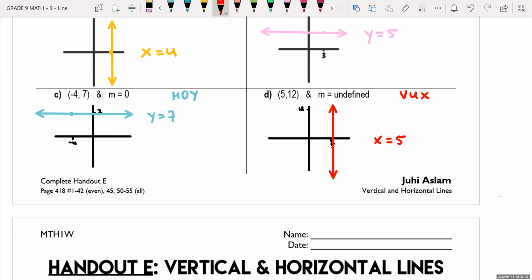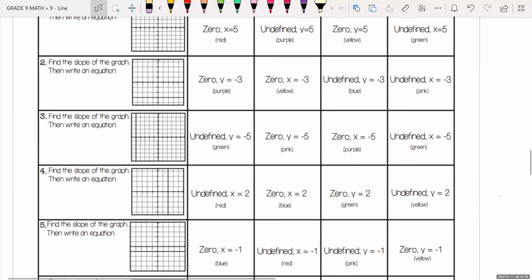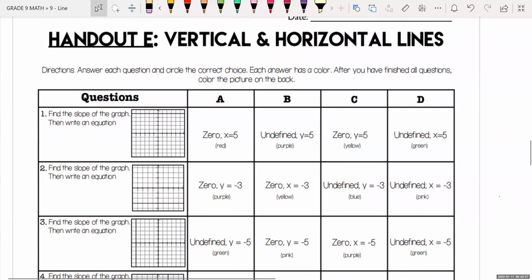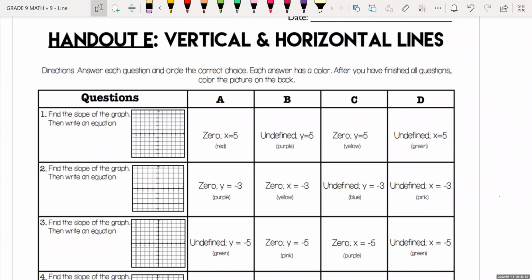Let me tell you your textbook questions you're going to try. So they're written right over here. You're going to do page 418, numbers 1 to 42 even, and then 50 to 55 all, and we'll take up anything you're having trouble with. And also there's handout E, which is another one of these coloring activities. So I'll go over this one. Answer each question and circle the correct choice. Each answer has a color. After you finish all the questions, color the picture.